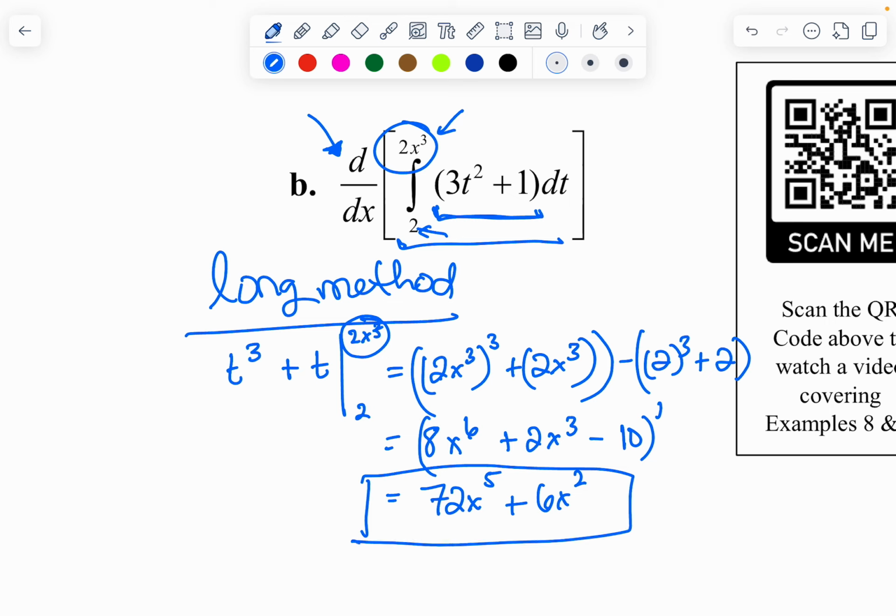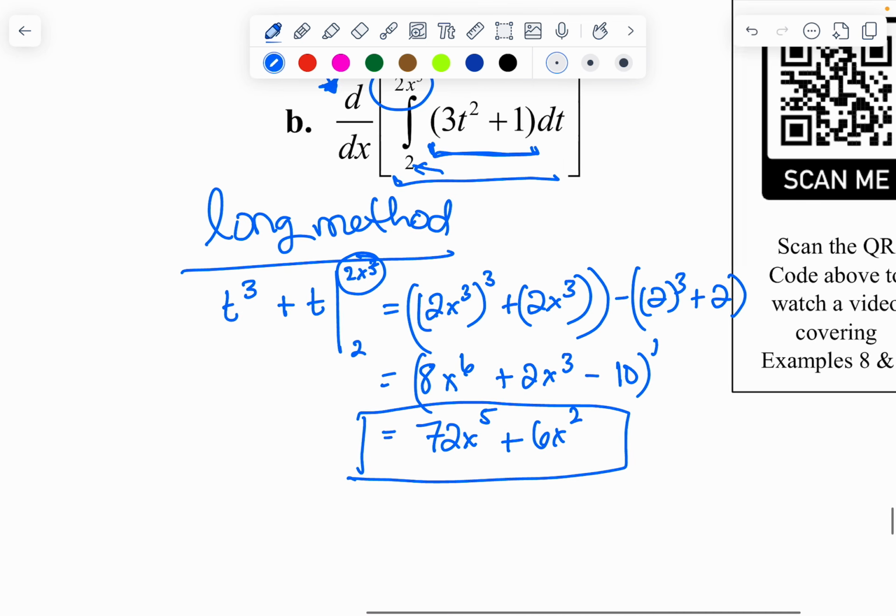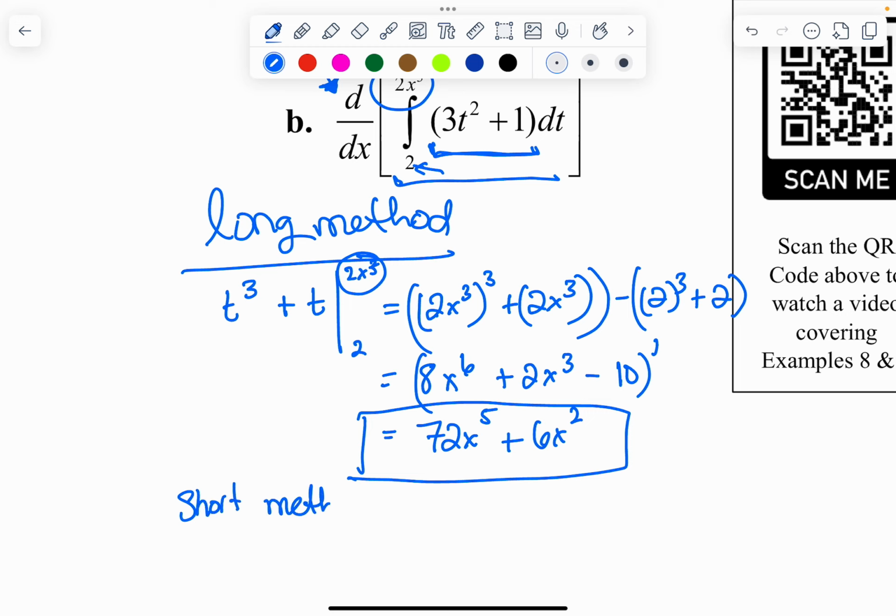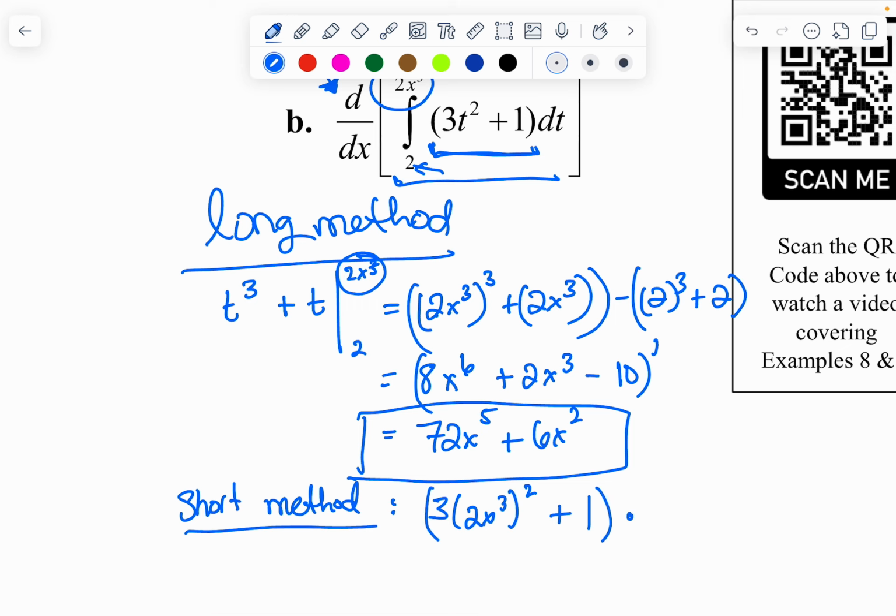Now, using the fundamental theorem of calculus and the chain rule for that, our short method should give us the same exact answer. So let's check. You basically just take that 2x cubed, plug it in, right? Three times 2x cubed plus 1, right? And then times that by the chain rule, which is the derivative of 2x cubed, and that's going to be 6x squared.